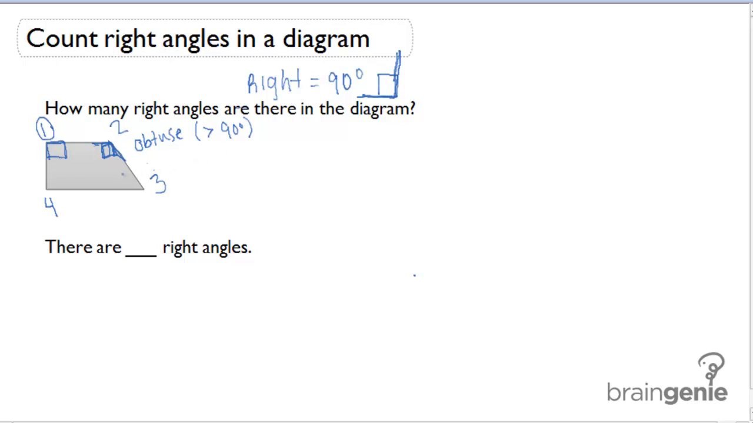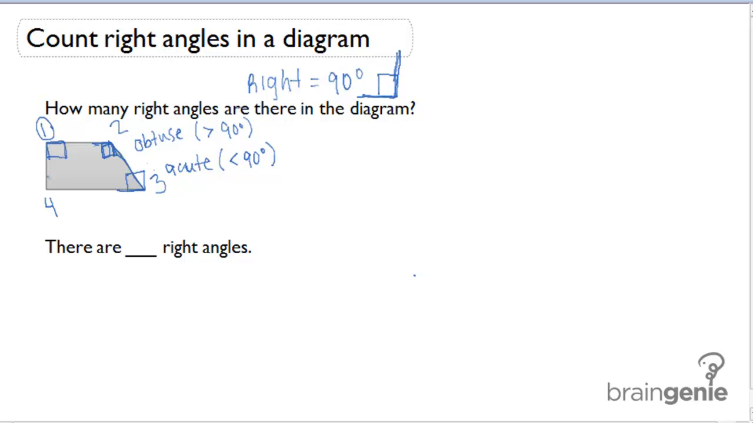In angle 3, if I draw that same square, that square is much bigger than the angle formed here, which shows me that this angle is acute since it is going to be less than 90 degrees.